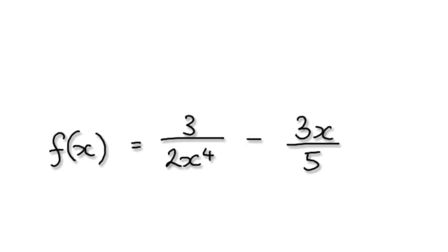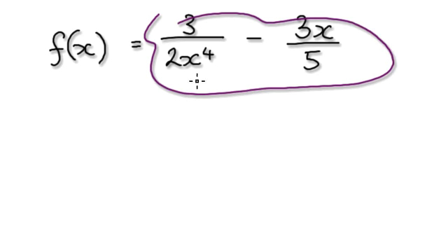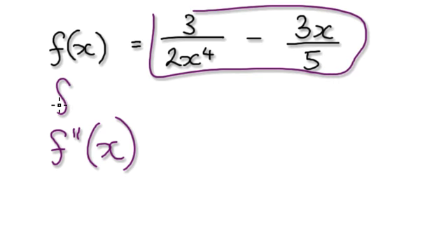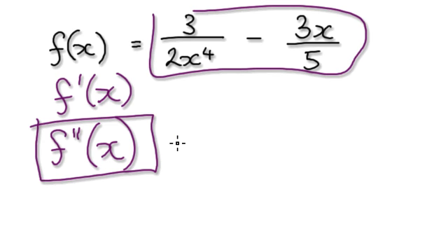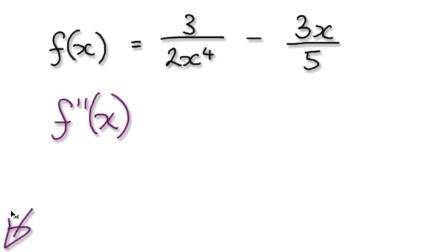Okay, let's give you guys some more practice. So here, given f of x equals blah blah blah blah, find f double prime of x. f double prime of x means you differentiate this twice. You would differentiate it once, and that will give you f prime of x, but really I want to know f double prime of x. So basically, differentiate this twice. Press pause and have a go. Find f double prime of x.